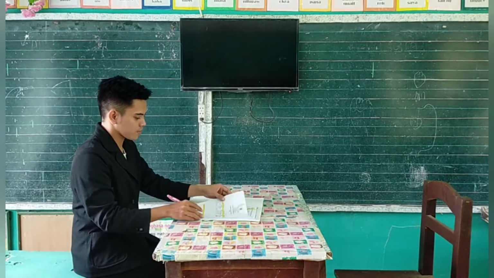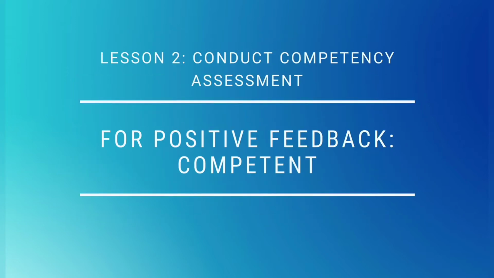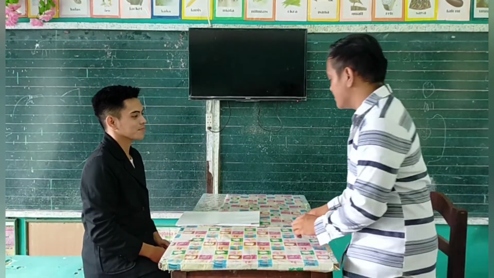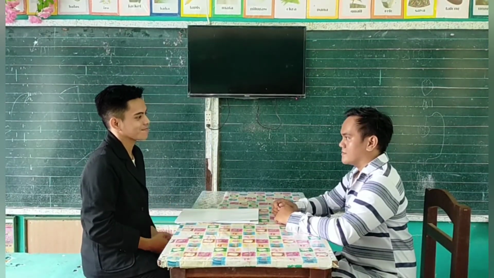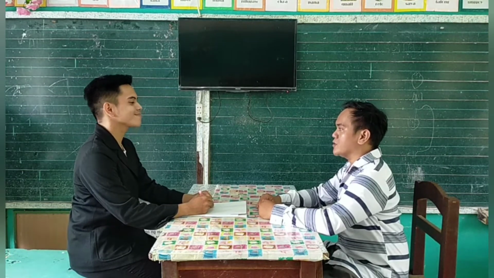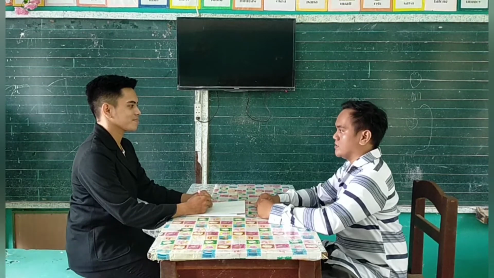Provide feedback on the assessment. The assessor must inform the candidate about the outcomes of the assessment process. For positive feedback, competent. Please sit down, candidate number 1. How do you feel about the assessment? Sir, I am confident that I was able to perform well during the demonstration, even if I had a hard time with the written test and oral questioning.